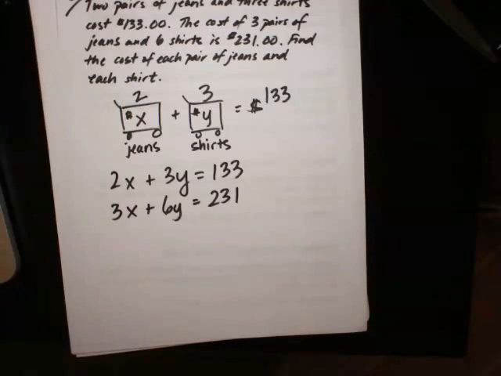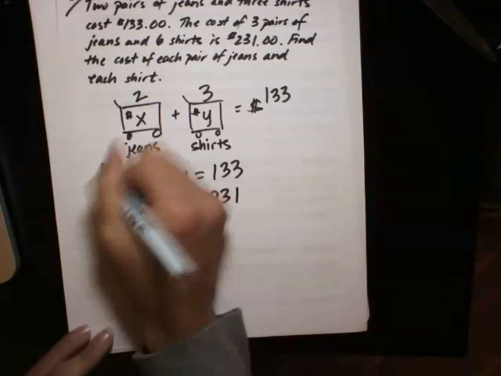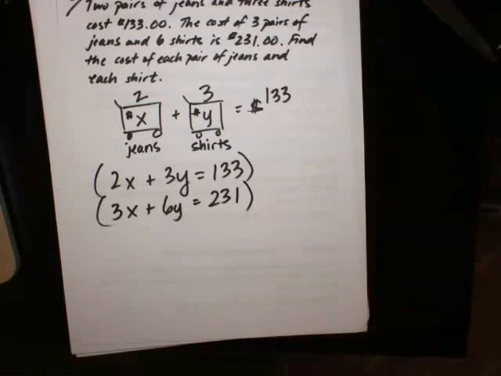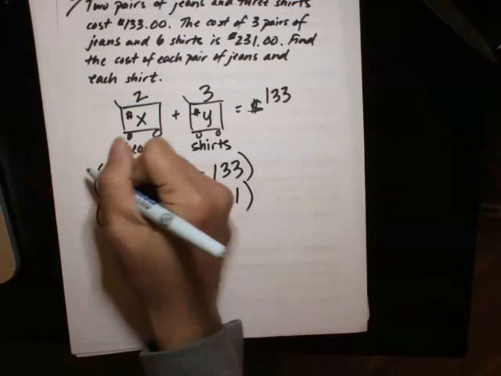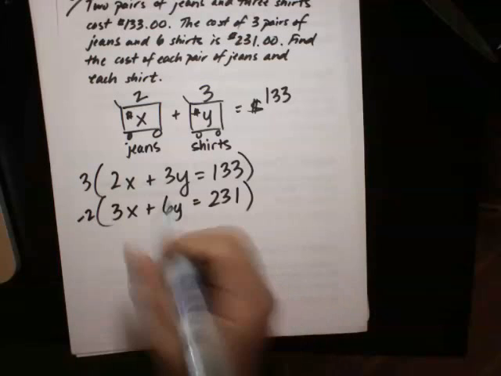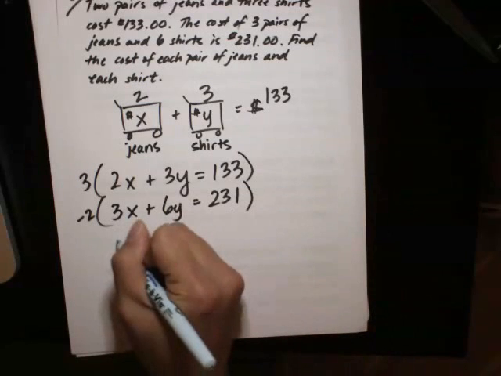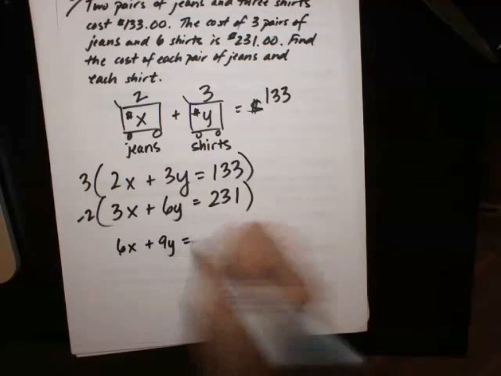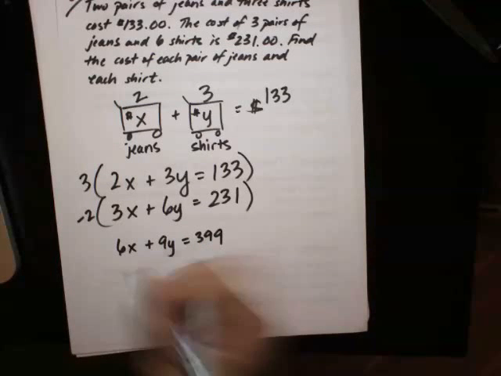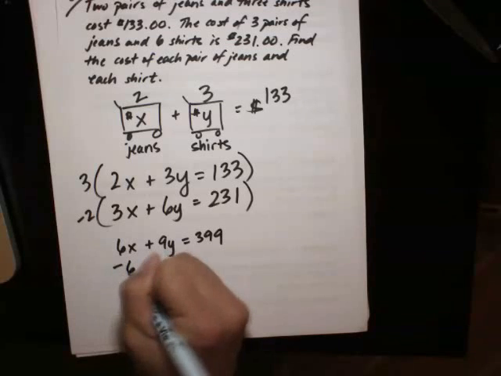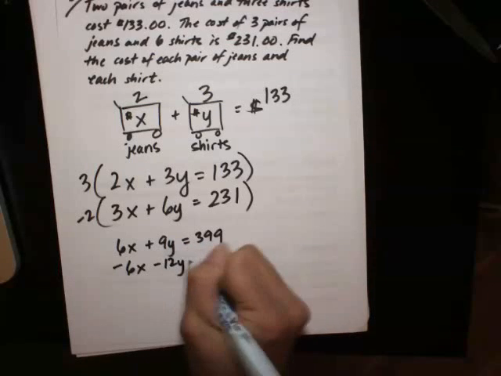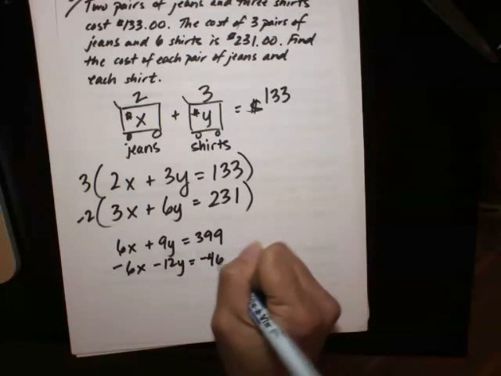So continuing with this example, were you able to solve the systems of equation? If so, you might have chosen to use elimination. Okay, if you're using elimination, I would go ahead and try to eliminate the x variable. So I would multiply the top equation by 3 and the bottom equation by -2. Once you multiply these, you will get 6x plus 9y equal to 399. And multiplying the second equation, you'll get a -6x minus 12y equal to a -462.